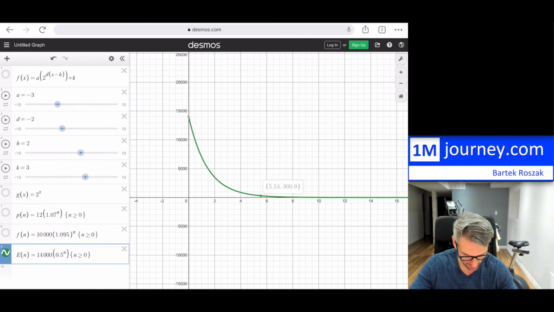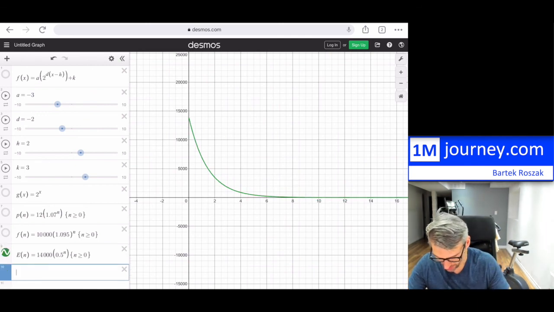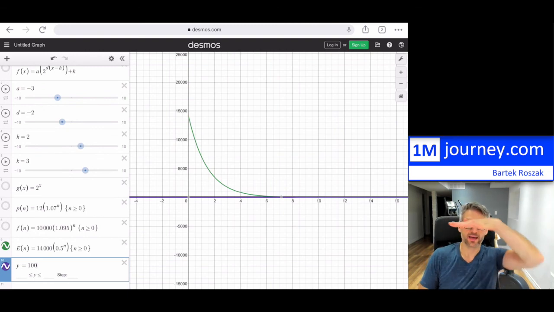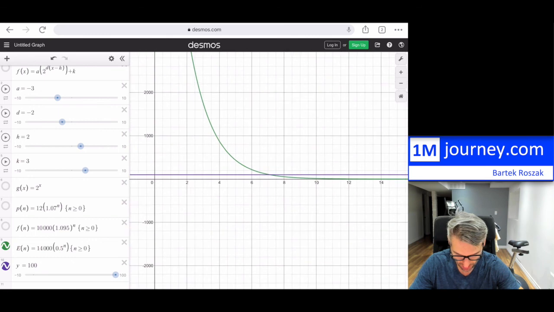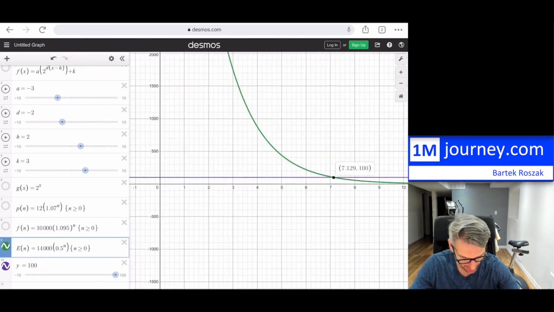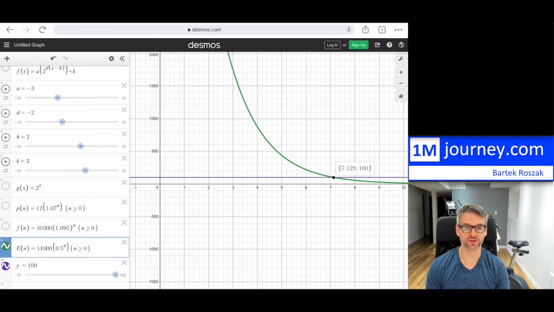So I'm just kind of going to go over and over. Actually, let me plot here. Y is equal to 100, right? Because we want to be able to have that intersection point. So we want to be able to see that intersection point right there. Okay, so it's going to take about 7.13 approximately half-life periods.